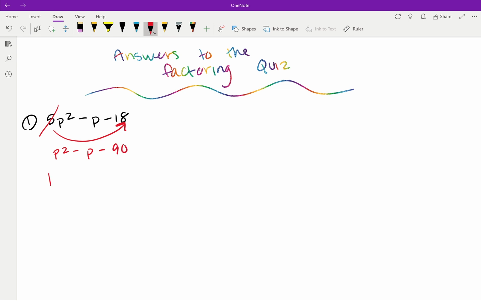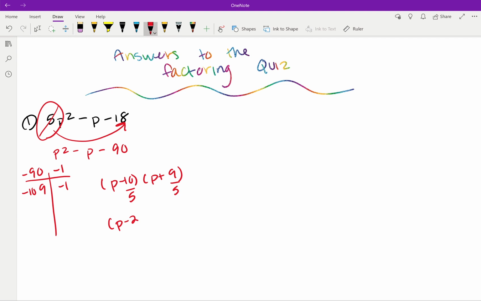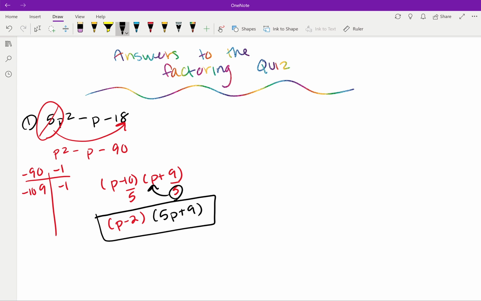And then I have to find numbers that multiply to negative 90 but add to negative 1, and that's going to be negative 10 and 9. So I have p minus 10 and p plus 9. And then I have to divide by that number that I crossed out up here, so divide by 5. So negative 10 divided by 5 is negative 2, so p minus 2. And 9 divided by 5 is not possible, so this is why it's called the swing method, because I'm going to take that denominator and put it in front of p. So this is 5p plus 9, and this is my answer.